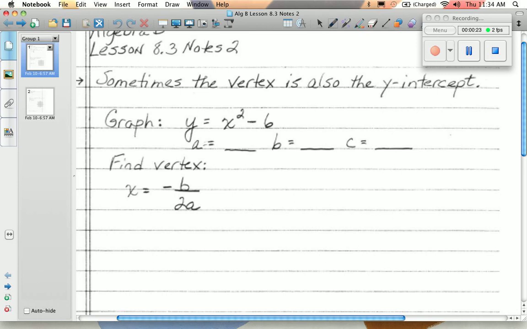Is the y by itself? Yeah. And then there's no x. Okay. So what's our a value? 1. What's our b value? 0. And what's our c value? -6.